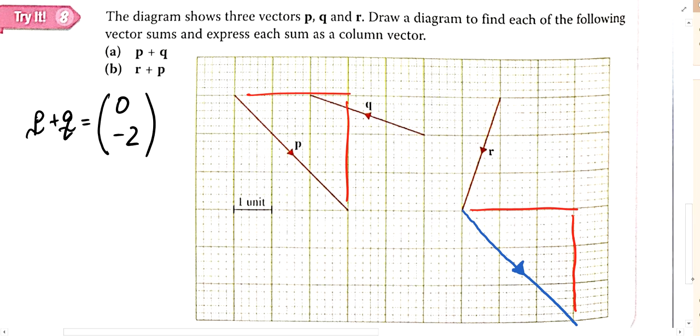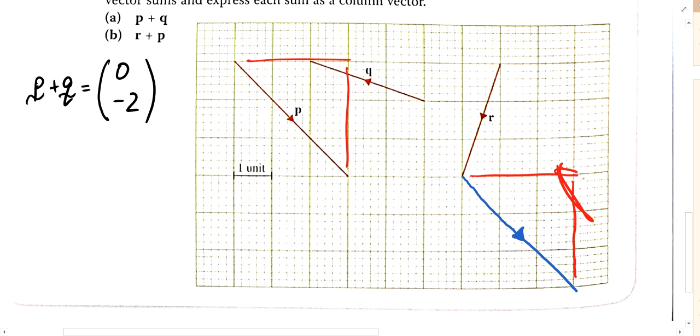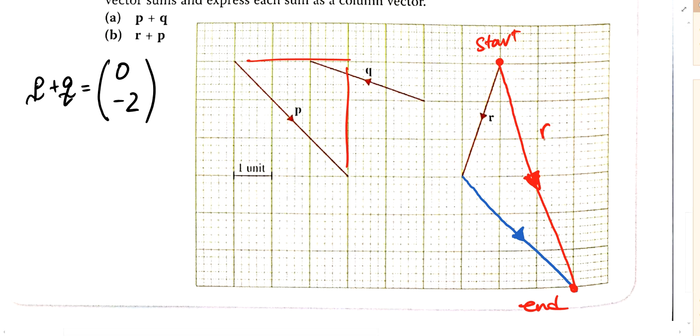So this is my starting. And this is my end. So effectively, I'm moving this way. And this is my resultant. This is R plus P. And this can be expressed as a column vector. How many units to the left or right? 2 units to the right. How many units up or down? -6. That's it. Understand? Okay, that's all. I'll continue during the next lesson.